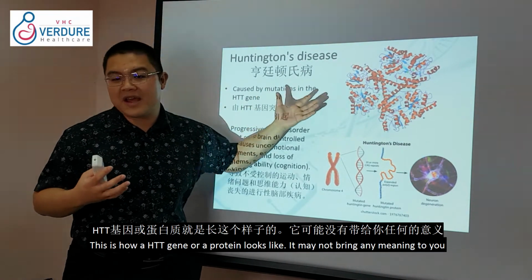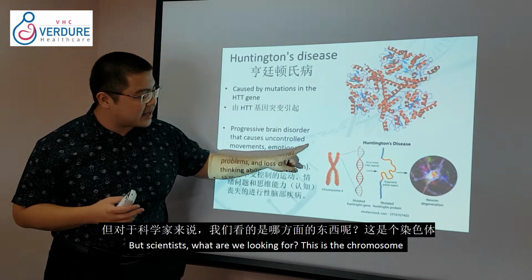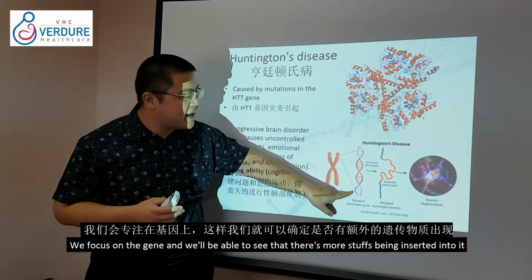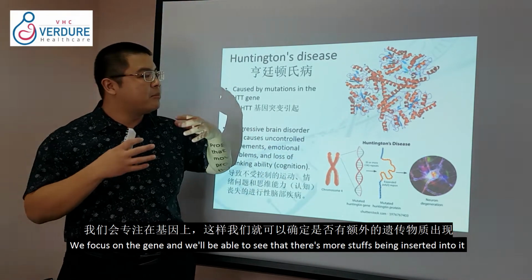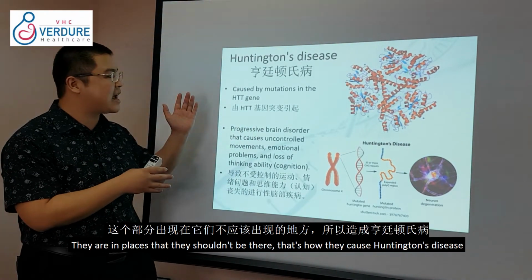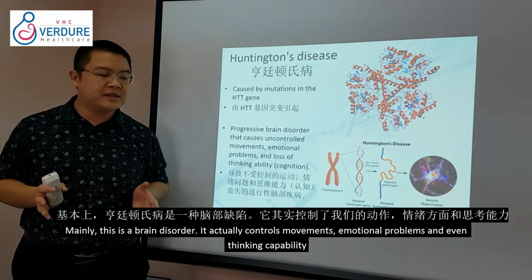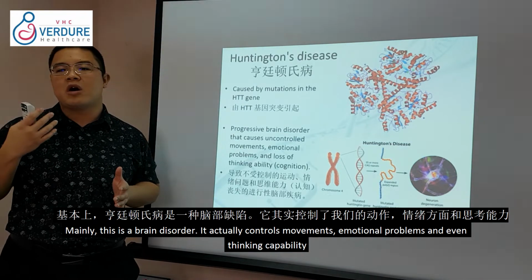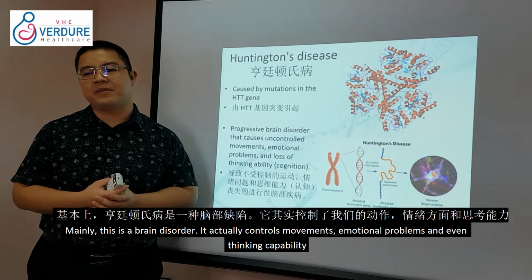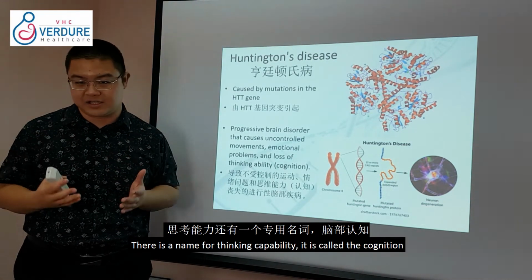It might not have any meaning to you, but to scientists, what we are looking for is this: this is the chromosome, and then we focus on the gene, and we can see that actually there is extra material being inserted. It shouldn't be there, but it is there, and that's how it causes Huntington's disease. Mainly, this is a brain disorder, and it controls movements, emotional problems, and even thinking capability. Thinking capability has a name, it's called cognition.